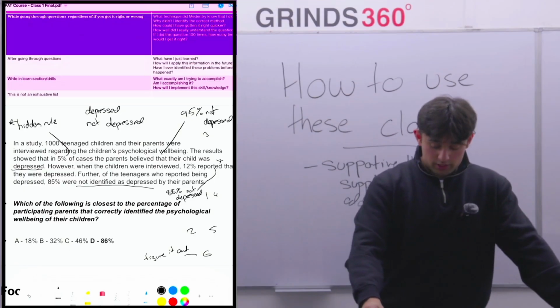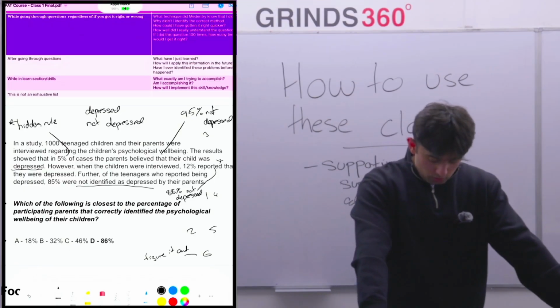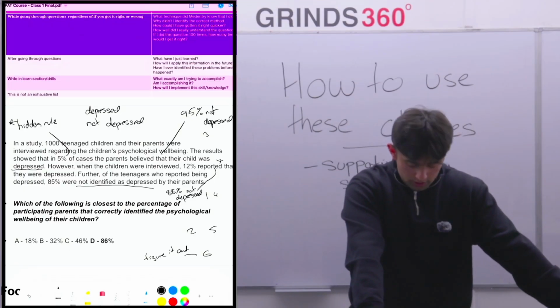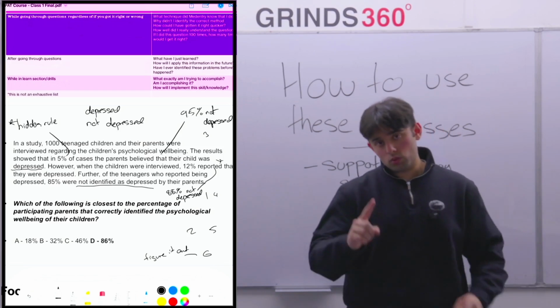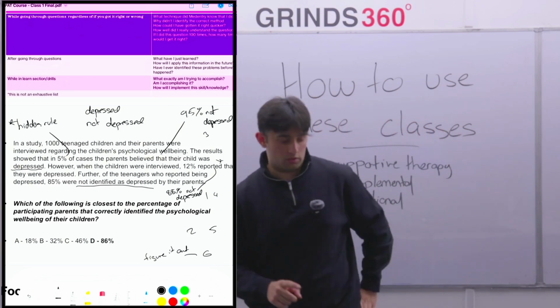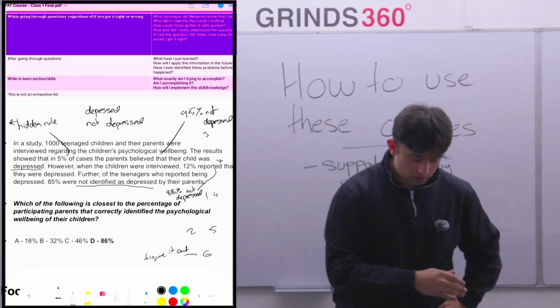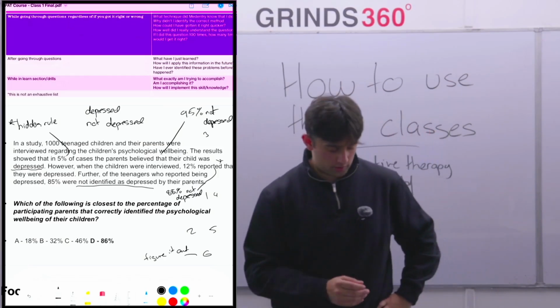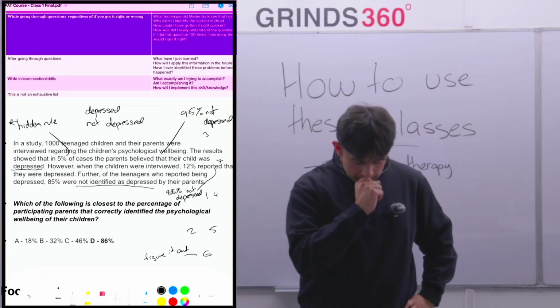Have a look at the answers for a second and tell me, what do you notice? Right? So what you'll notice is 18, 32, 46, 86. Can you notice one is way far apart from the others, right? 18, 32, 46 are all 14% apart. They're also all under 50. But have a look at this, right?